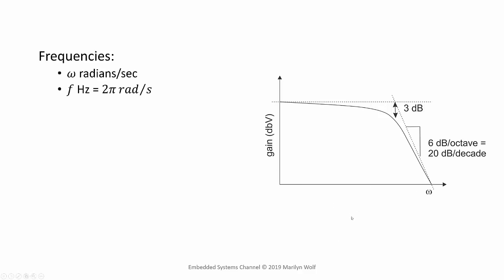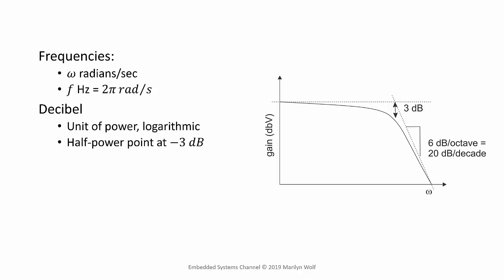We can measure frequency either in terms of radians per second, which we typically write as omega, or as hertz, which we typically write as the variable f. 1 hertz is equal to 2 pi radians per second.